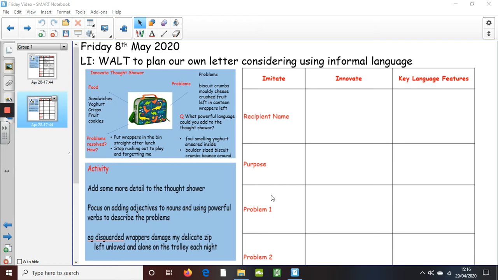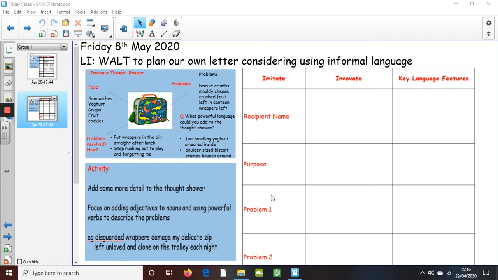So last week we were looking at grey crayon, and this week we've changed our object and we're going to be looking at a lunchbox. So we had to imagine what a lunchbox might say to its owner. The grey crayon was complaining to its owner after being overused. So we can now innovate that letter to have the lunchbox complaining to its owner about not being looked after, and we're going to try and make the letter as informal as possible.